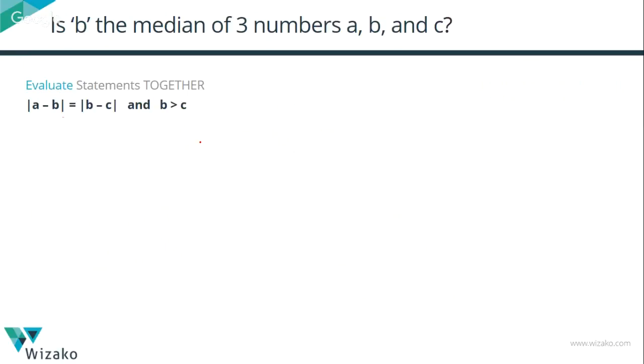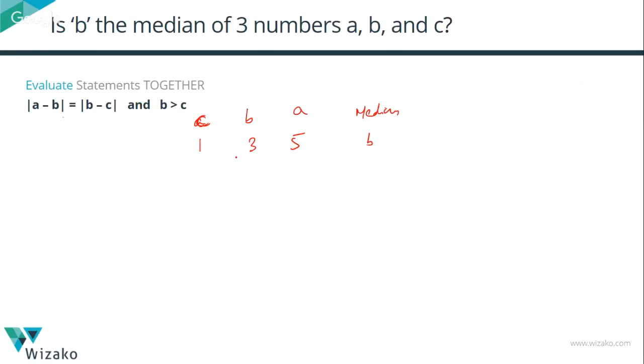One case is essentially 1, 3, 5. Keep this number as C, this number as B, and this number as A. The difference between B and C is the same as the difference between B and A. Is B greater than C? B is certainly greater than C. It satisfies all the conditions. And what is the median? Median in this case is equal to B.